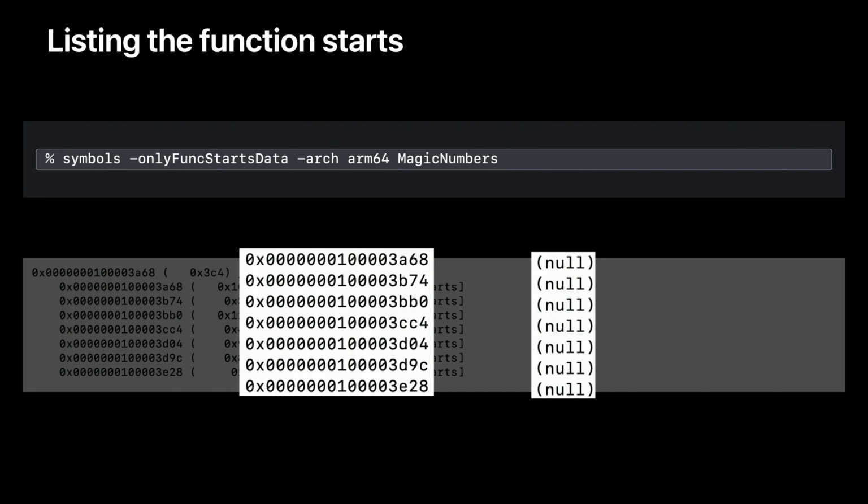Here we get back a list of addresses and null placeholders. These placeholders would ideally have function and method names instead of null, but the function starts data doesn't provide names. Again, this isn't the most descriptive data. However, it does allow for a slight update to the crash log. We can now view the file addresses as offsets from a function.